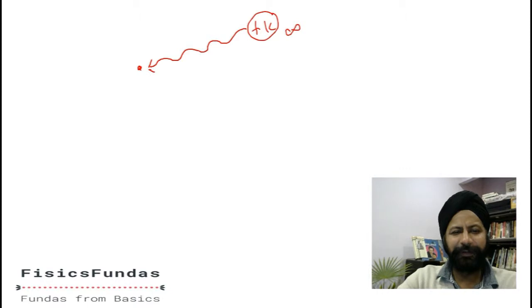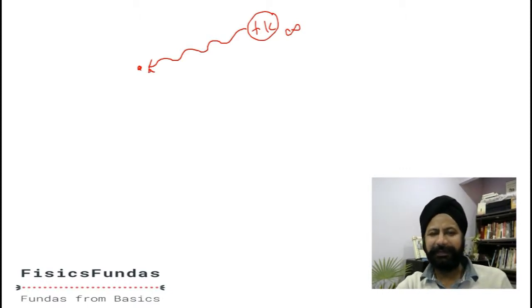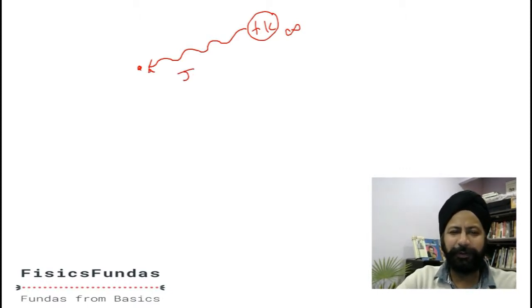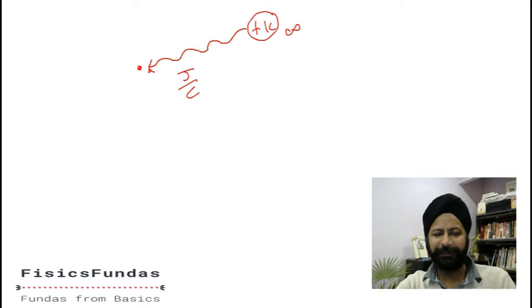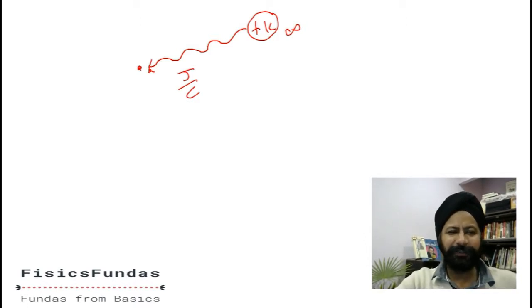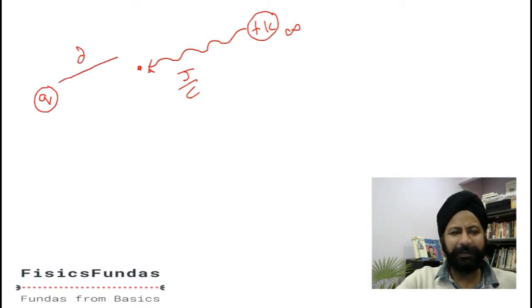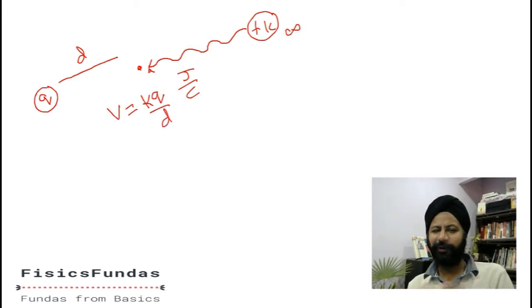And that comes out to be some number. So that's coming out to be in joules per coulomb. That's the potential of this point. How do I calculate the potential of this point? Because of this charge q at a distance of d, the potential is going to be kq by d. That's the potential, right? 1 coulomb of charge from infinity to this point.